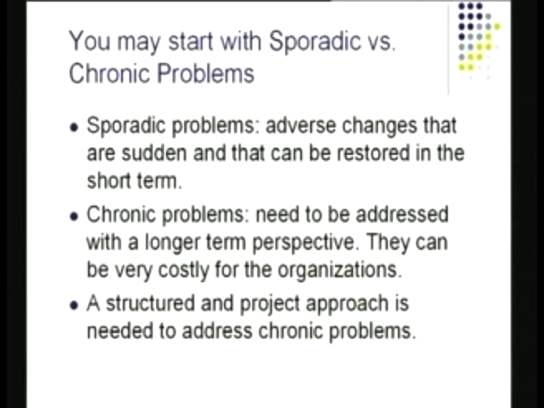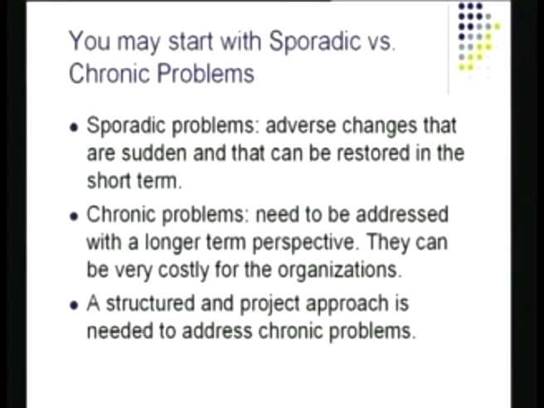Moving on to the nature of problems, let's understand the difference between sporadic problems and chronic problems. Sporadic problems are adverse changes that are sudden and that can be restored in a short time. These do not require a long-term solution. Chronic problems, on the other hand, are problems which are intrinsic in the system, and they must be looked at from a long-term perspective. Without doing that, it's not very likely that you'll end up succeeding with your projects.